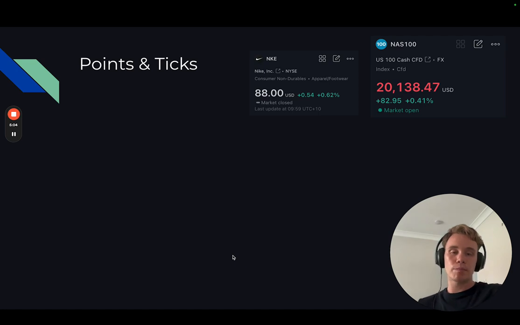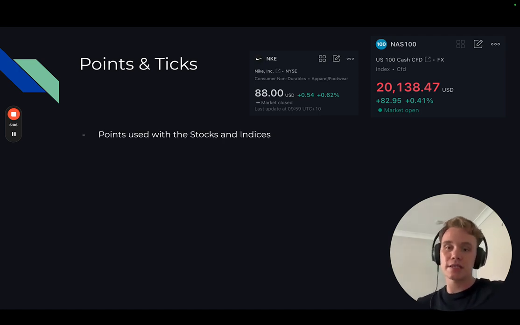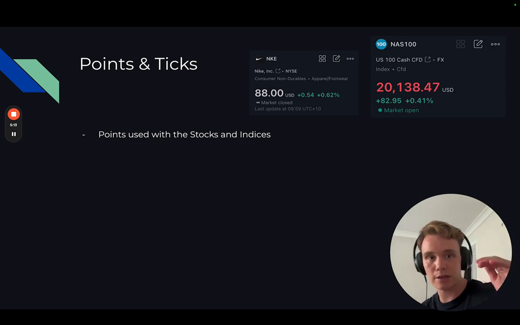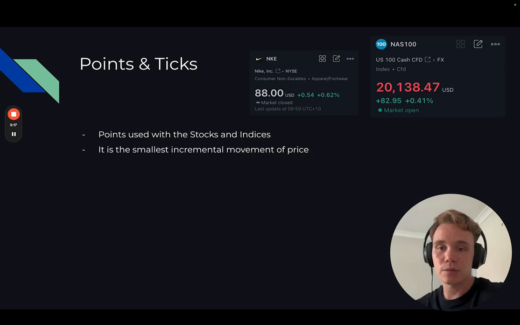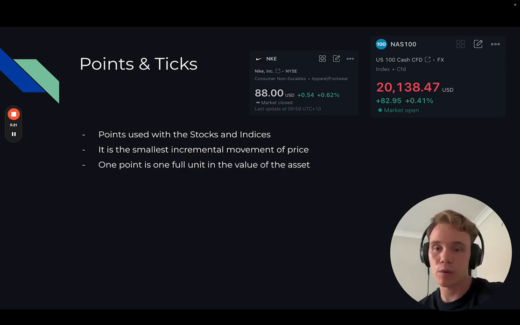Now, moving on to points and ticks. Points are used with the stocks and indices primarily. That's how we define it. Like the Nasdaq's moving up 10 points, for example. It is the smallest incremental movement in price in just the same way that the pips are. And 1 point is one full unit in the value of an asset.